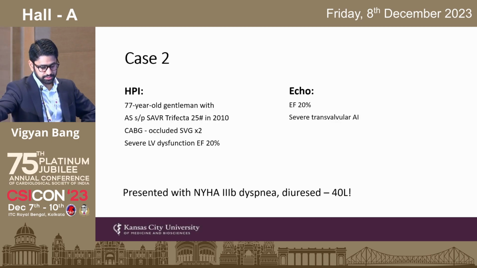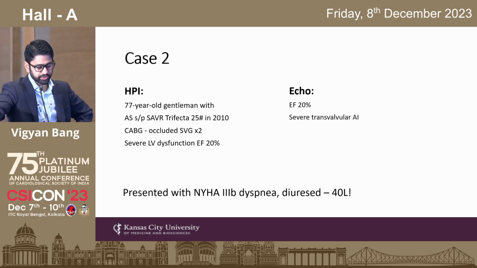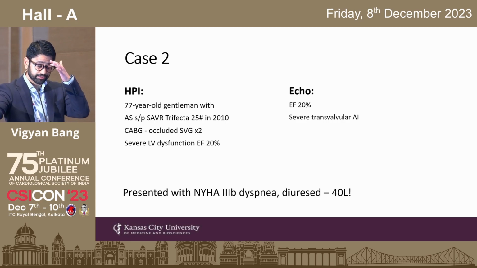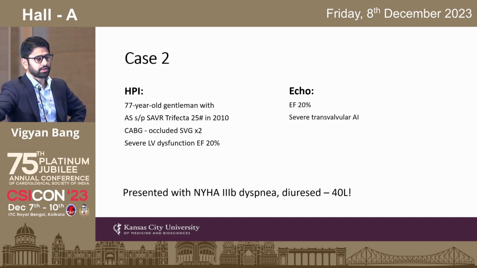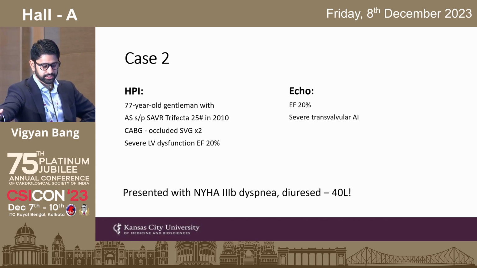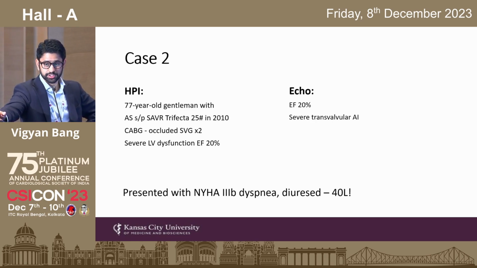So moving on, this is the second case. This is a 77-year-old gentleman. He has a history of aortic valve replacement, performed as a surgical aortic valve replacement with a 25 millimeter Trifecta valve in 2010, so 12 years ago. At my center, the surgeon back then was very aggressive, and Trifecta was his valve of choice. And I'm glad that it's off the market.